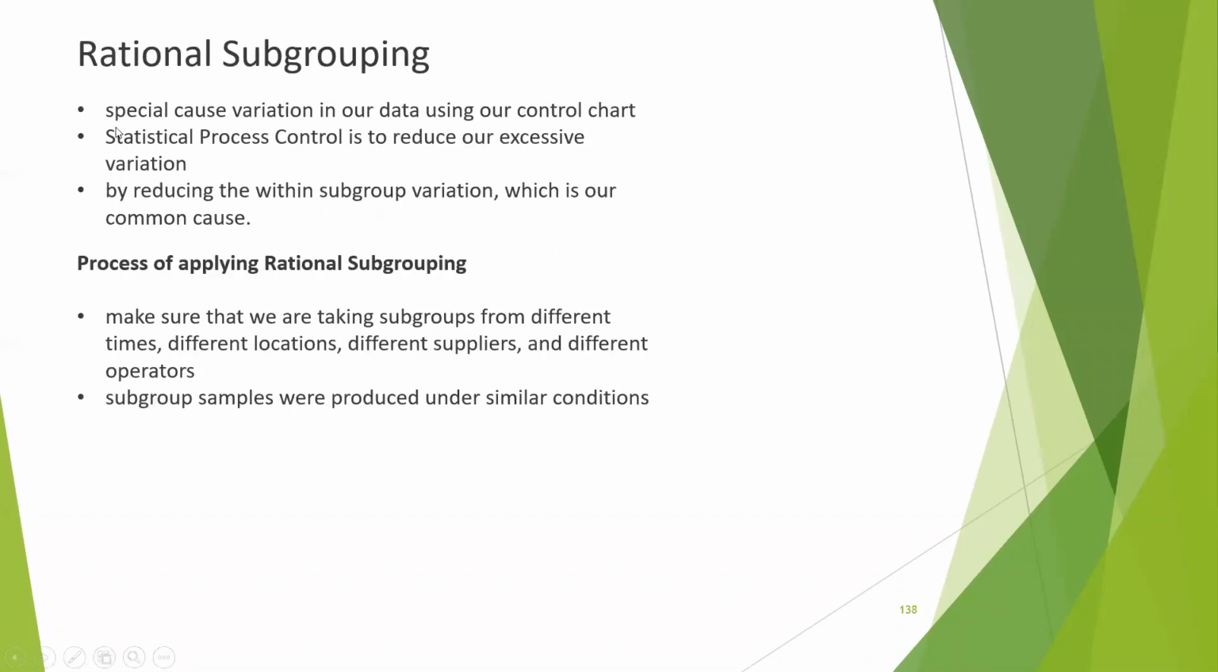Okay, this is rational subgrouping, special cause variation. As we discussed, some of the special causes are going to happen because of some situation, which you can put into a different subgroup. So unwanted high points or noise points can be avoided by doing subgrouping. The SPC control chart is to reduce our excessive variation. For that only we are using this, by reducing the within-subgroup variation, which is our common cause.